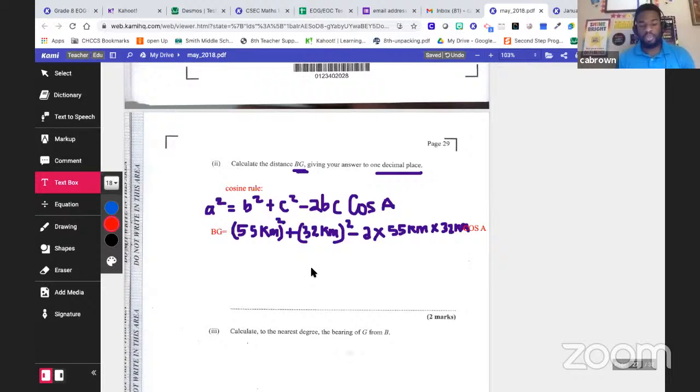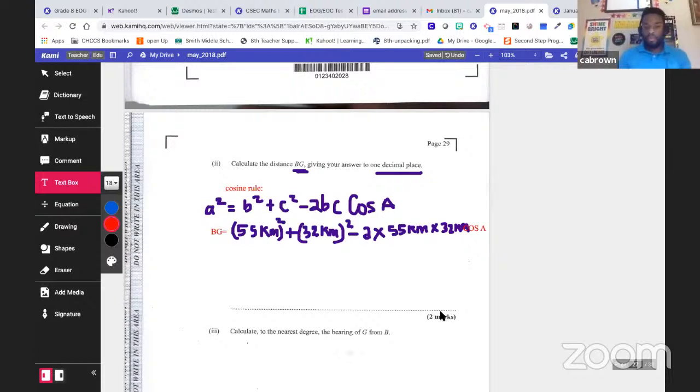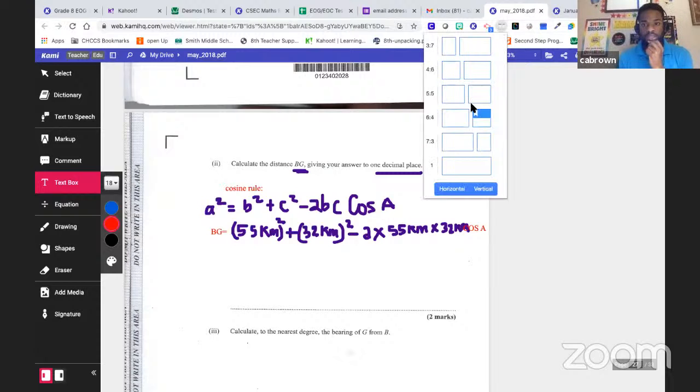So all we're going to now be doing is simplifying this. We're going to do 55 squared plus 32 squared minus 2 times 55 times 32 times cos A. And in this case, cos A is going to be cos 103 because that's the angle we're given. Now this is 2 marks. You're asked to use your calculator, so you can go ahead and put all this in your calculator.